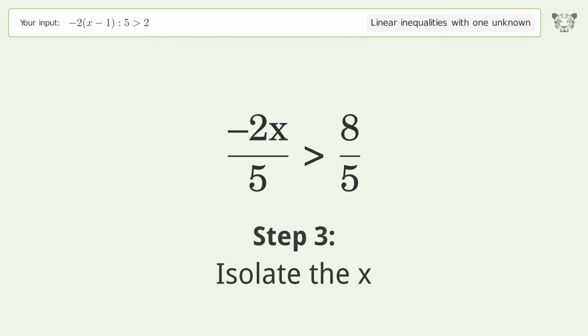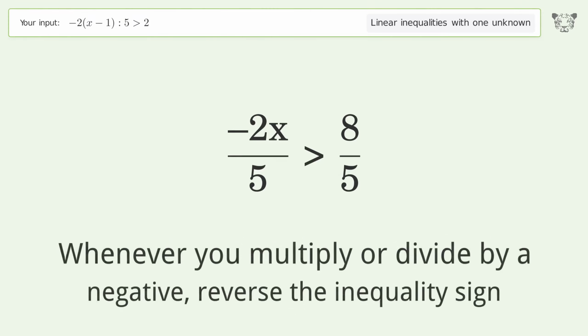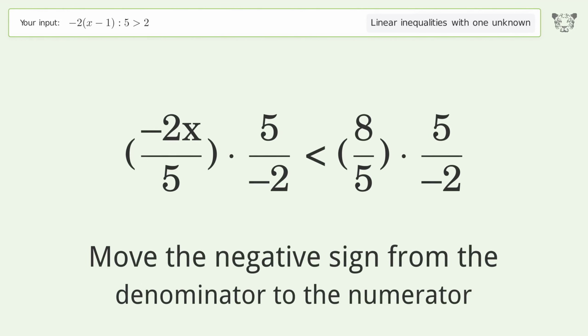Isolate the x. Multiply both sides by inverse fraction 5/2. Whenever you multiply or divide by a negative, reverse the inequality sign. Move the negative sign from the denominator to the numerator.